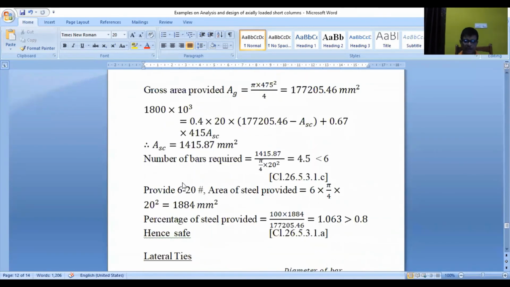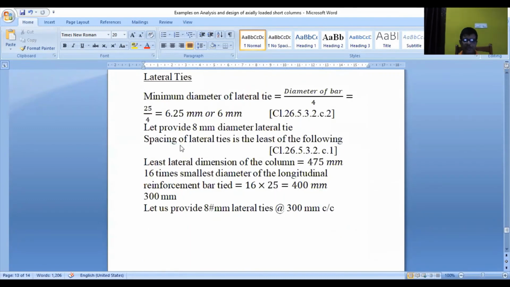Then go to lateral ties. For the lateral ties, what you have to do is again the same thing. Least lateral dimension by 4, again, it is 20, sorry, it will be 20 by 4, that will be 5 millimeter. Take the correction, 5 millimeter or 6 millimeter. So minimum 6, but the market value available is 8, so provide 8 mm bars.